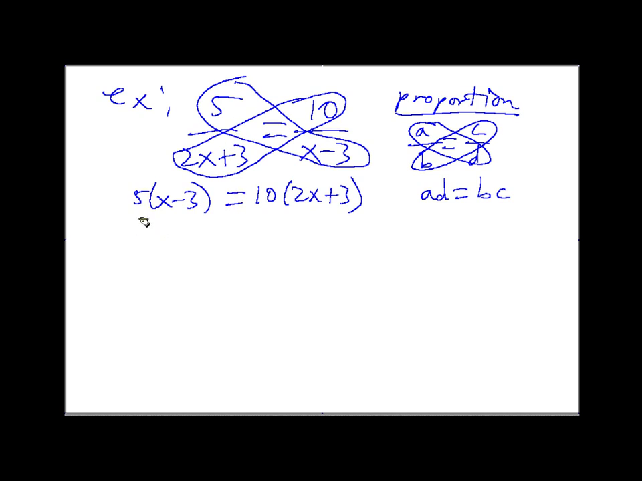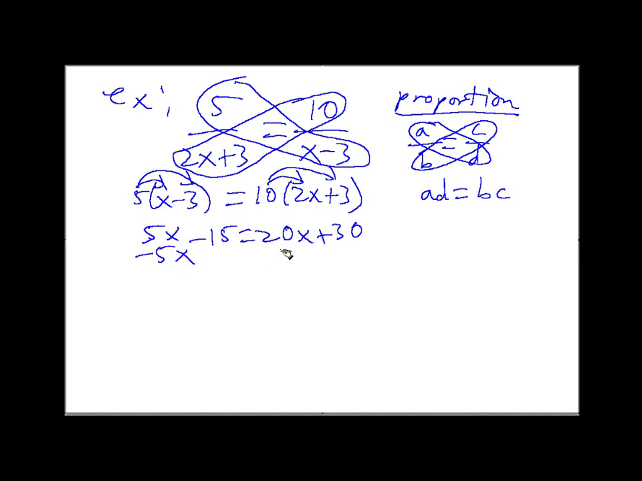All right? Let's quickly solve this then. So it's like a nice simple equation to solve. 5 times x is 5x. 5 times negative 3 is negative 15, equal to 10 times 2x is 20x, I meant to say. And 10 times 3 is going to be 30. Okay, not too bad at all.